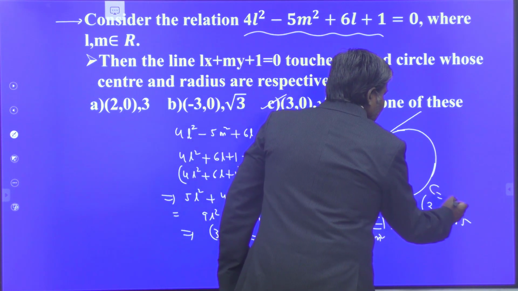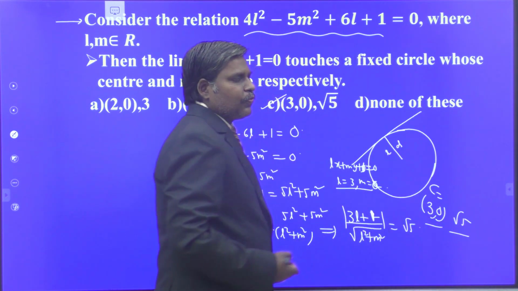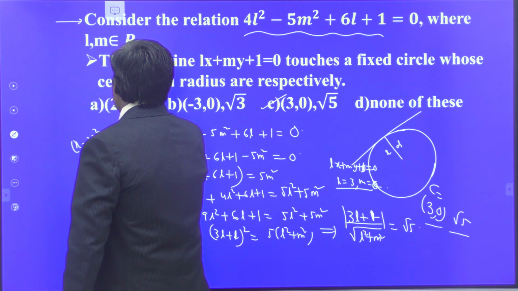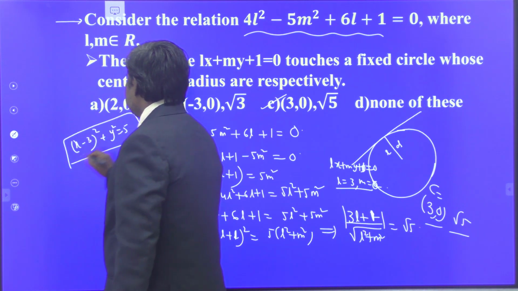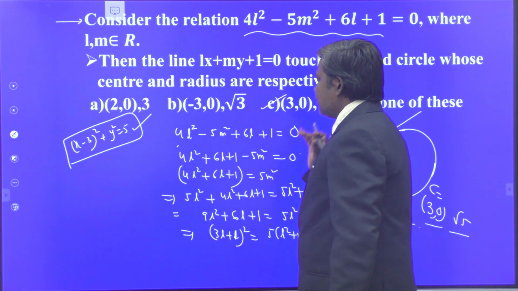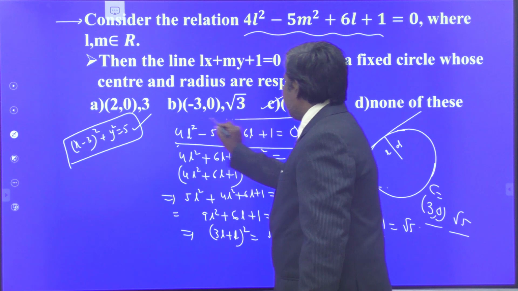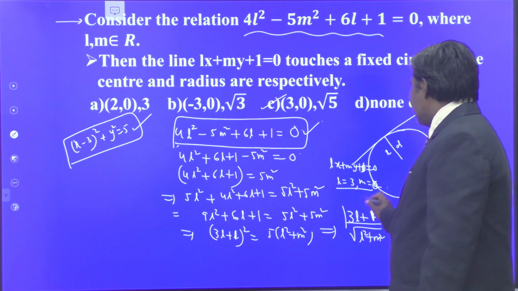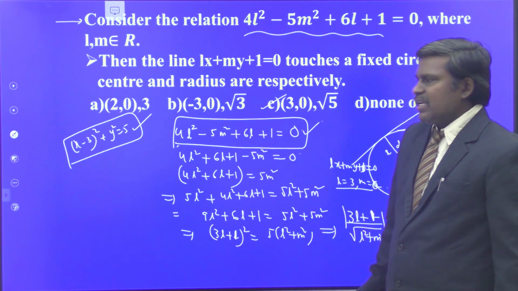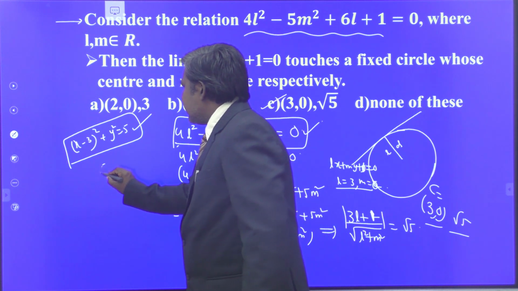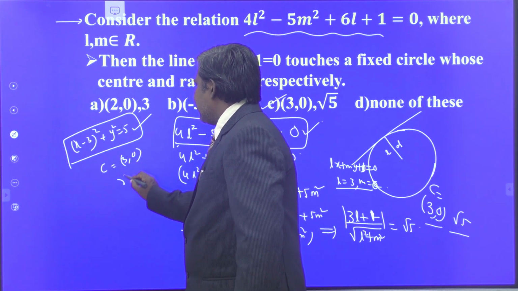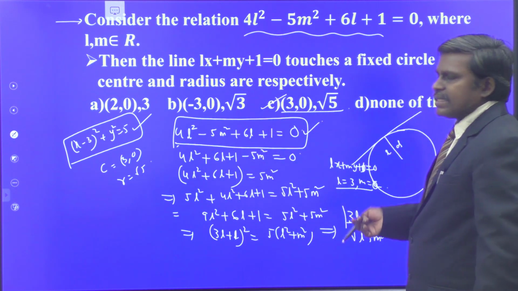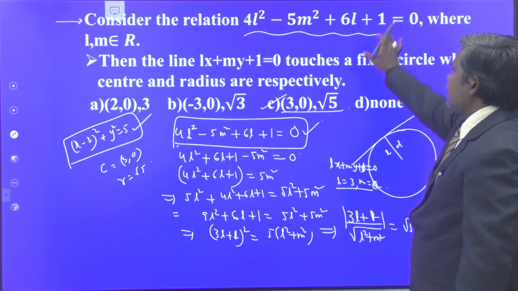So we take the center of the circle as (3, 0) and radius as root 5. So your circle equation is what? (X minus 3) whole square plus y square is equal to 5. So this is the simple question. The one and only thing you have to observe is that 4L square minus 5M square plus 6L plus 1 equal to 0 can be written in the form of R equal to D. That is the one and only interesting thing here. So center is equal to what, my dears? (3, 0), radius R is equal to root 5. So (3, 0) and root 5 are the center and radius of the corresponding circle to this paragraph.